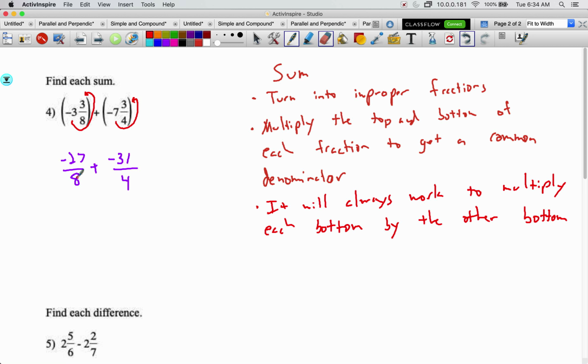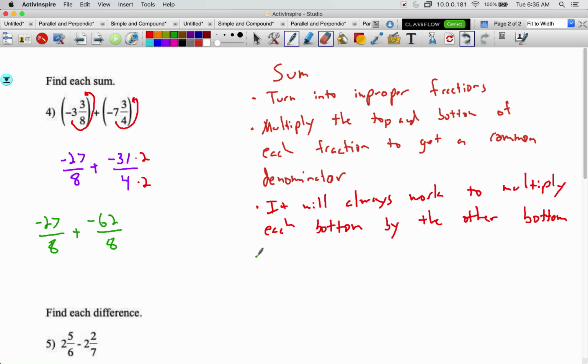All right, right now they do not have a common denominator, the 8 and the 4, but I can turn this 4 into an 8 by just multiplying it by 2. Whatever I do to the bottom, I have to do to the top, so I'm going to multiply both the bottom and the top by 2, so I don't change the value of this fraction. Now I get negative 27 over 8 plus negative 62 over 8.